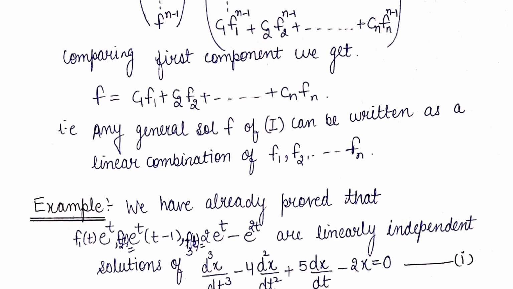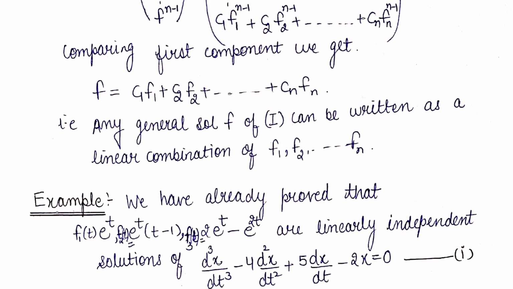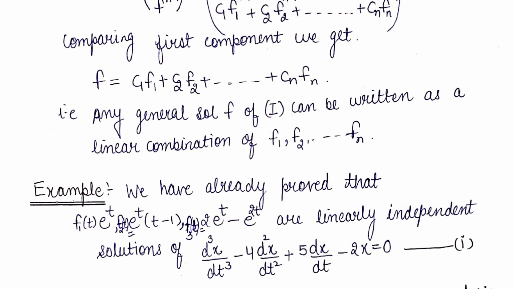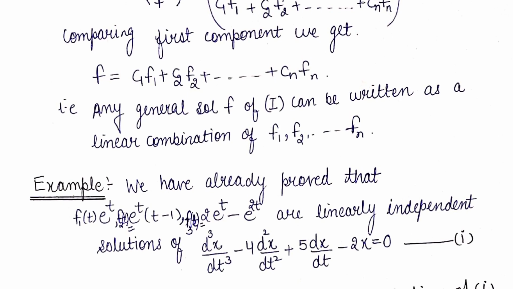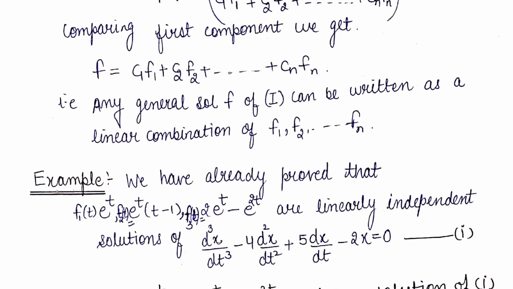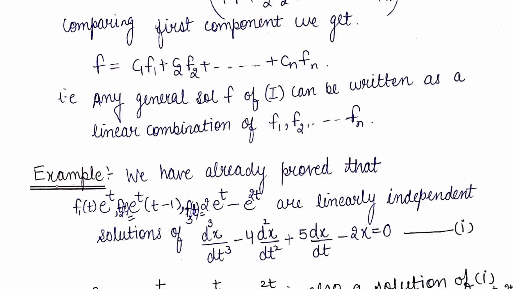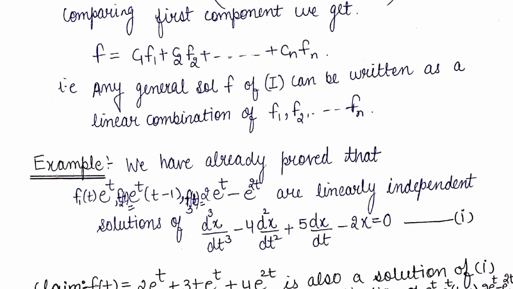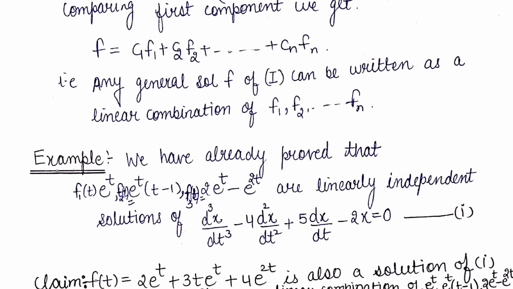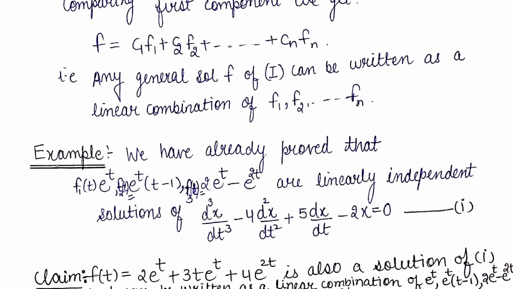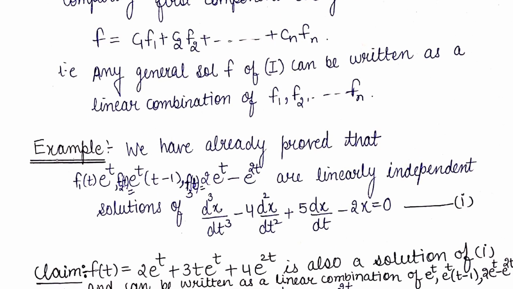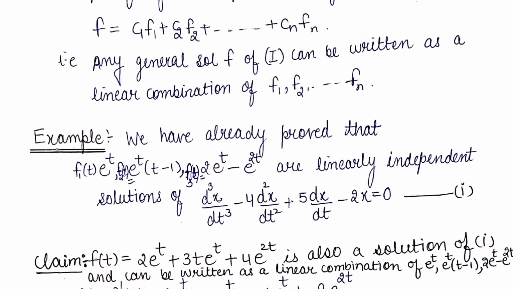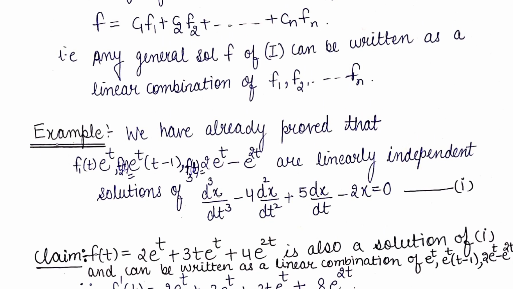Now we can compare the corresponding elements in the two matrices. So we get, when we compare the first component, that f is equal to C1 f1 plus C2 f2 plus Cn fn. That is, any general solution f of equation 1 can be written as a linear combination of f1, f2, fn. So यही हमने प्रूव करना था. So this completes the proof of the theorem.